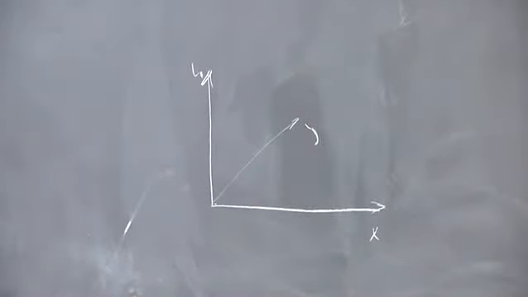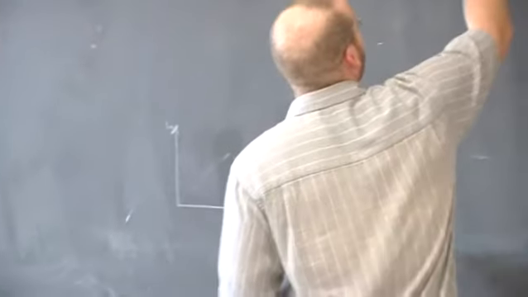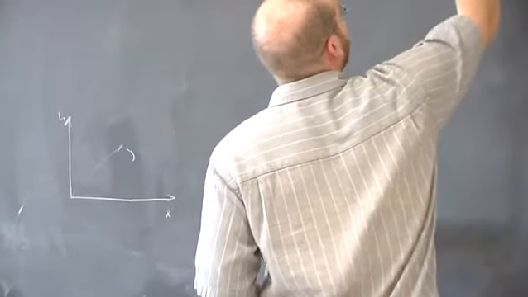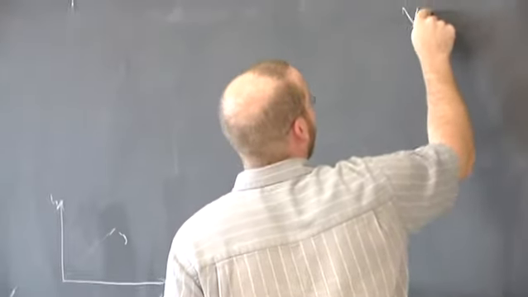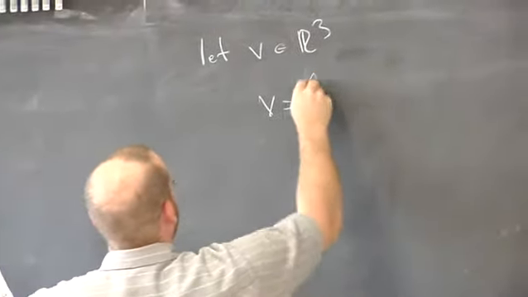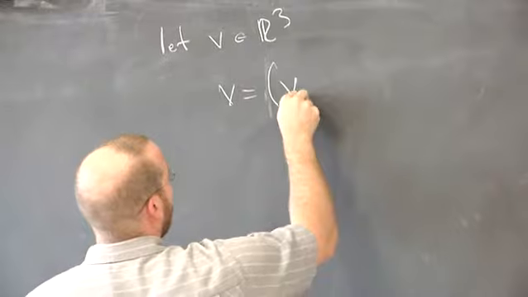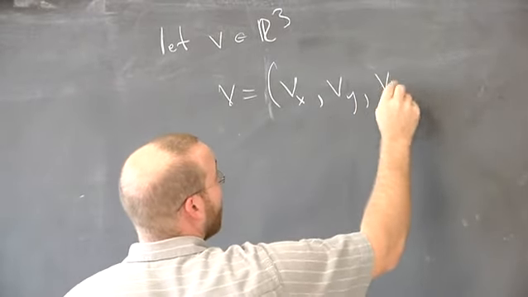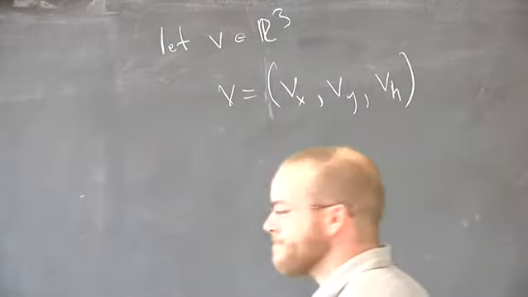Oh, but I need to tell you something else. I'm going to consider, so what am I going to look at? I'm going to look at vectors. So let's look at vectors in R3. And I'm going to write it in terms of the basis. So Vx, Vy, and Vh.